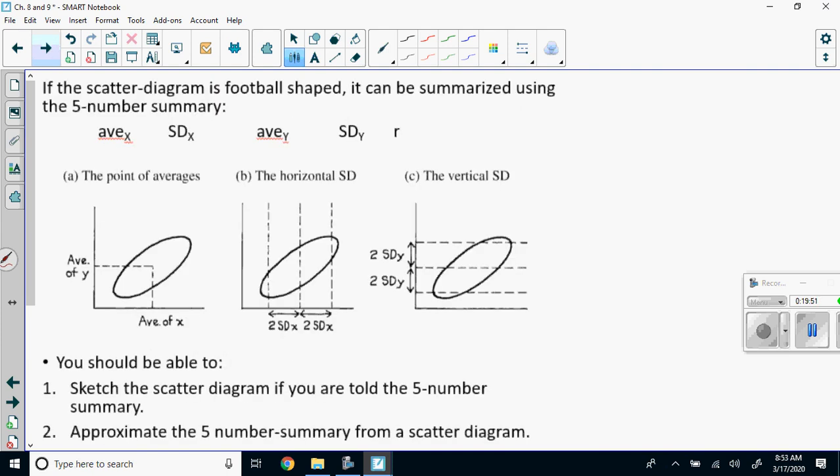Okay, if the scatter diagram is football shaped, it can be summarized using a 5-number summary. And we're going to refer to this 5-number summary a lot throughout the rest of the trimester. So you'll definitely want to pay attention to this. The 5-number summary is the average.